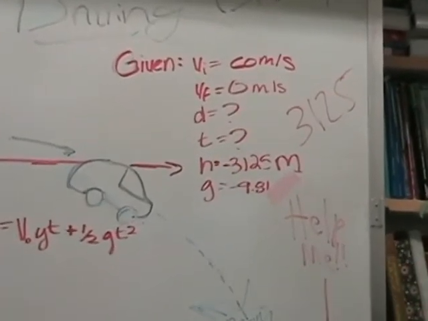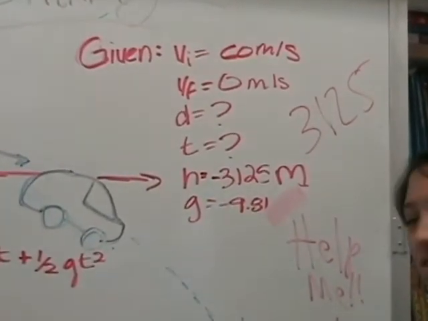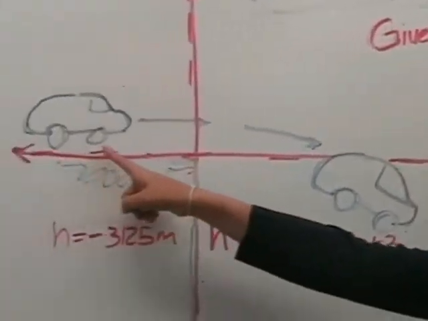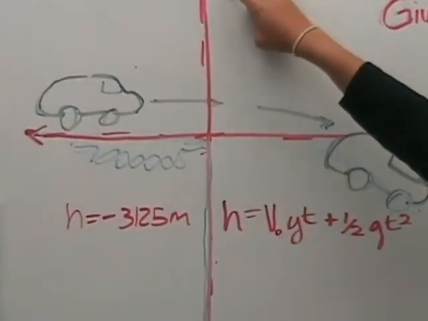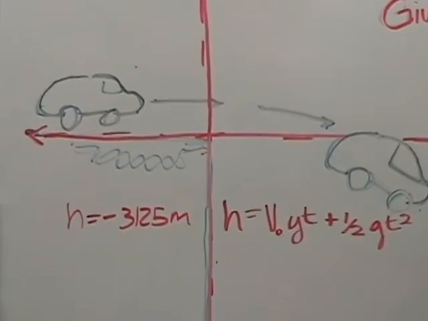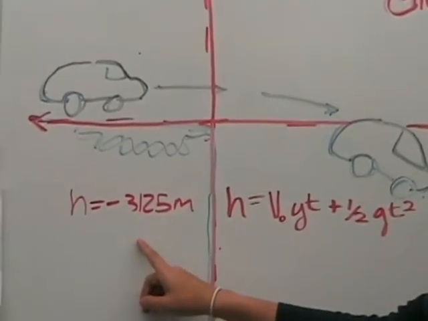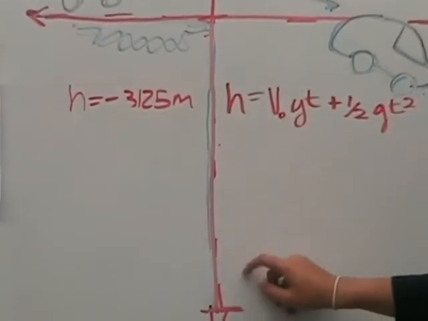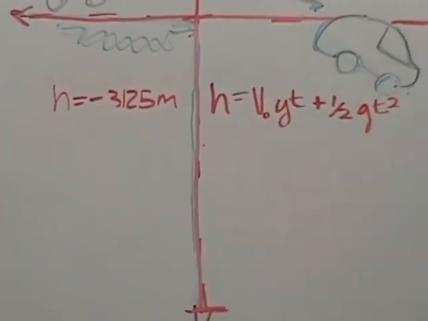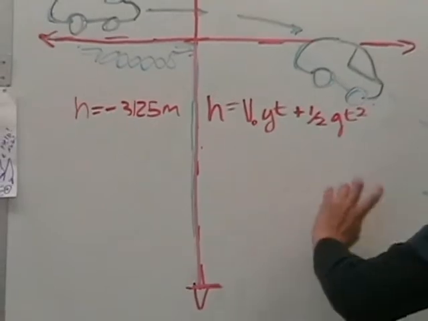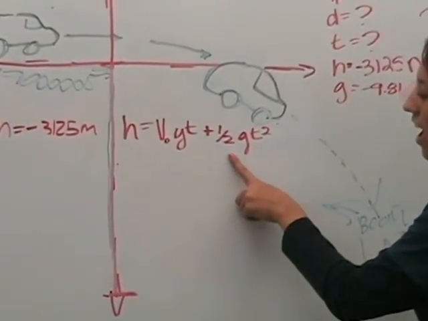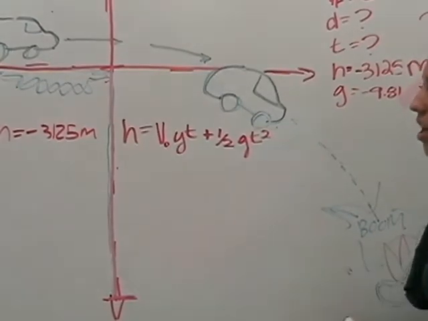3,125 meters. But when we solve this physics problem, we have to put it on an origin. And this is our x-axis, the cliff, and the y-axis is the edge of the cliff. And since the h is on the y-axis, we make it negative. It's going past the origin into the negative y part. Yeah. So this is the equation we use. H equals v naught t plus 1/2 g t squared.